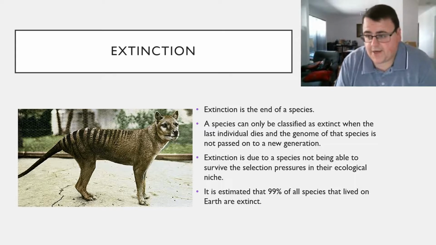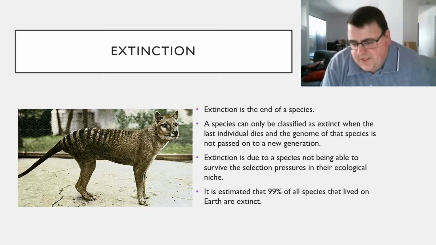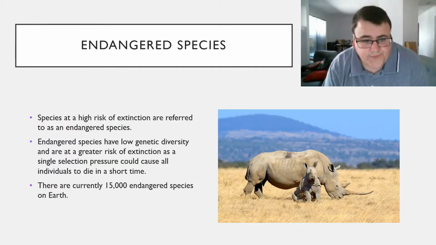Tasmanian tiger is a good example of that. Species can only be classified extinct when the last individual dies. Therefore, the genome of that species cannot be passed on to a new generation. The extinction of a species is due to that species not being able to survive the selection pressures and the ecological niche that they stand in, and it's estimated that 99% of all species that have ever lived on Earth are now extinct due to that factor of the selection pressures.